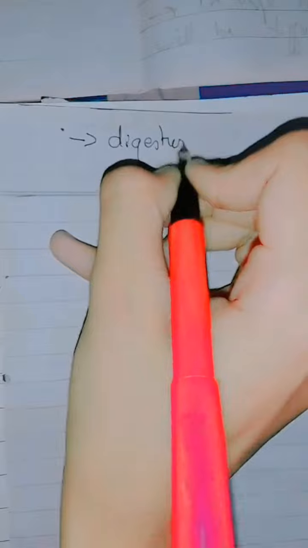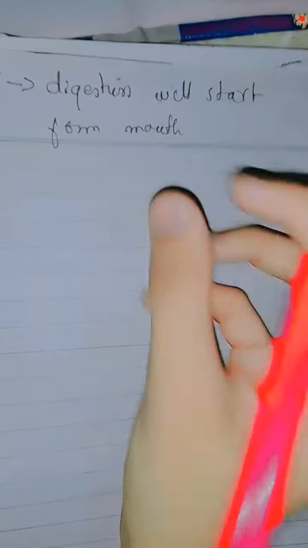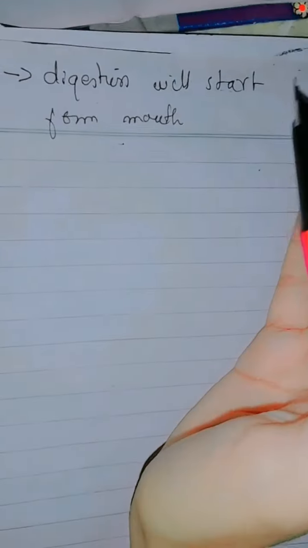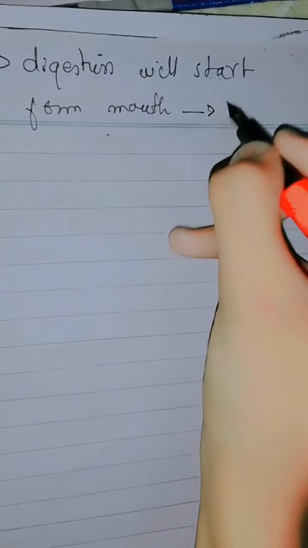Okay, now the digestion will start from the mouth, meaning from where we are intaking the food. I'm just giving you the overview of the whole process, but we'll be discussing every process and every part in detail. As the food enters the mouth, the digestion process will start, and then the food will move from the mouth to the oral cavity.